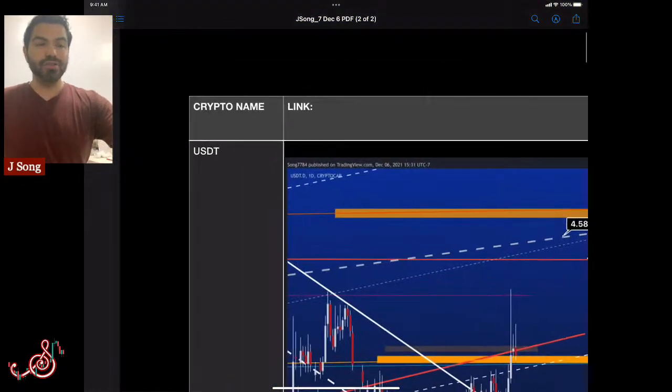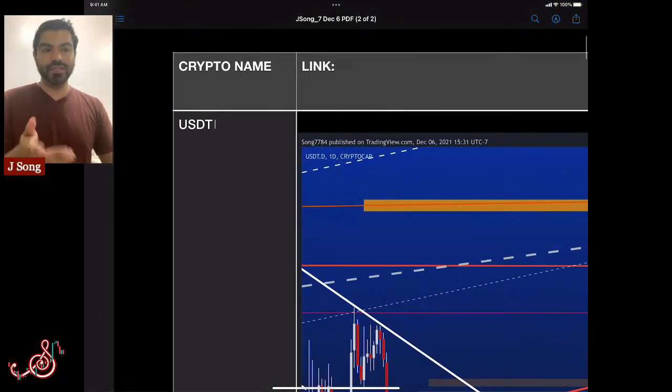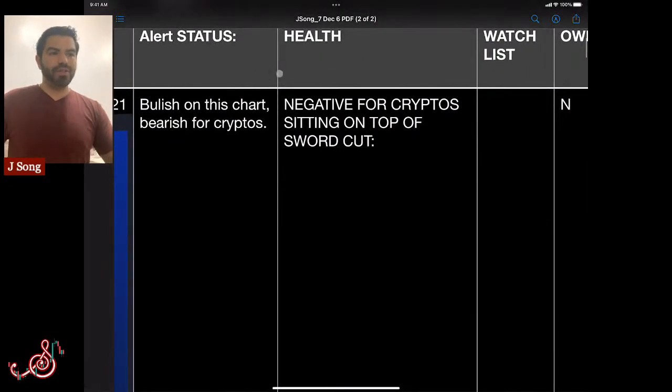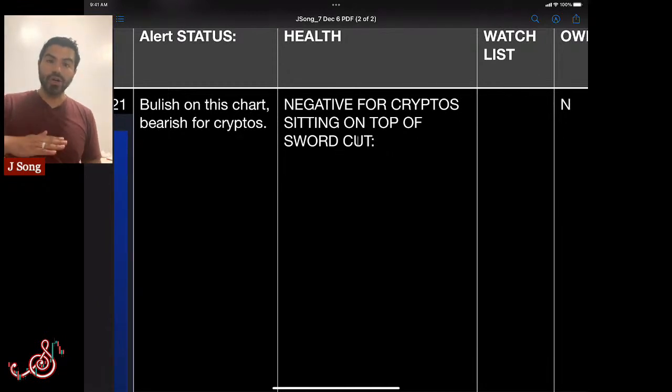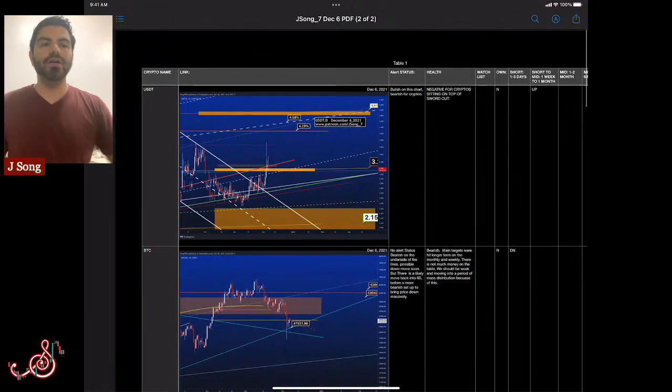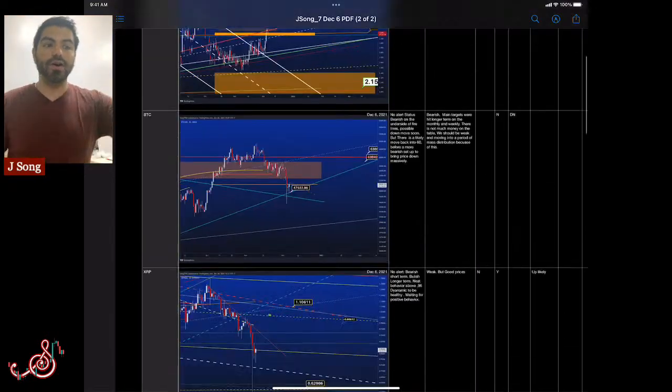That's negative for cryptos, because this is USDT.D. It should say .D, which I'll update in just a moment. But anyway, that's negative for crypto. So I said, this is negative for cryptos sitting on top of sword cut. When this chart goes up, cryptos go down. Remember that for USDT.D. And I use it almost like an index for all the other cryptos.